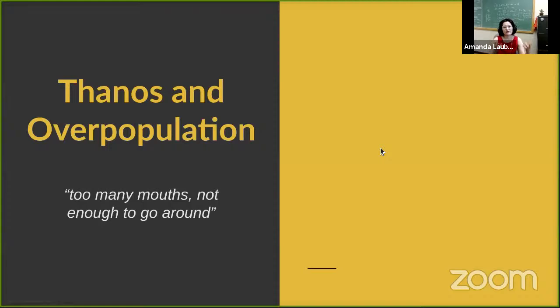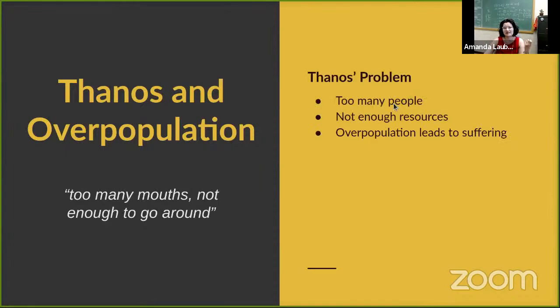But the motivation behind what Thanos is doing here is basically overpopulation. He says at one point that the problem is that there are too many mouths, but not enough to go around. What he's saying there is basically there are too many people and there's not enough resources for those people. So what he's seeing is overpopulation, and what he perceives is that it leads to suffering.